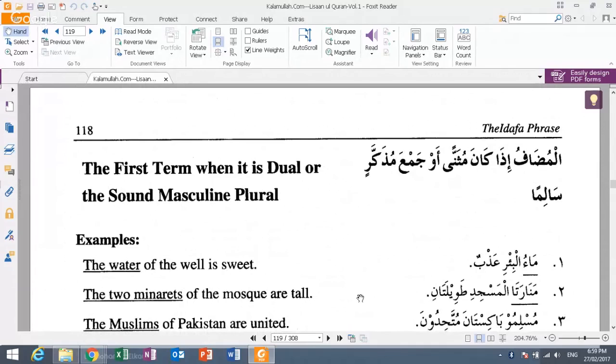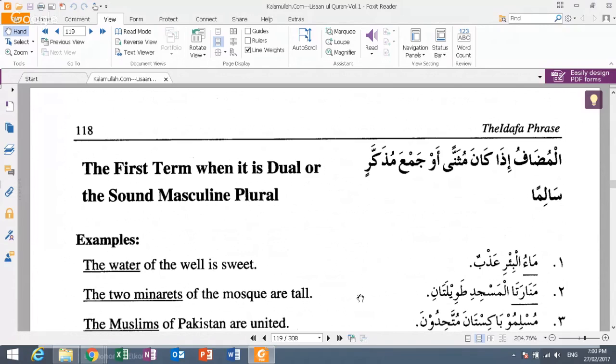Now we are going to learn another rule here. If the mudaf is a tasniya or a jama muzakkar salim, we know the i'rab of tasniya is alif and nun kasra in rafi' case, ya and nun kasra in nasbi and jarri case. For jama muzakkar salim, it is waw and nun fatha in rafi' case, ya and nun fatha in nasbi and jarri case. Clear?